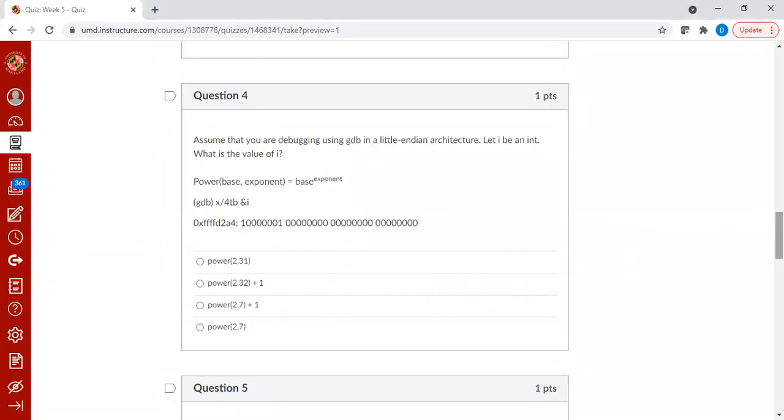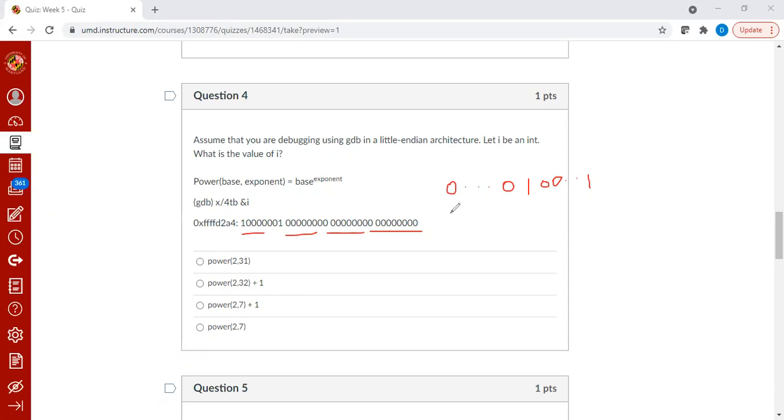Assume that you're debugging using GDB in Little Endian architecture. Okay, and I is an integer. What is the value of I? Okay, so you have 4 bytes shown in binary and it is Little Endian. That means this is in GDB. Okay, that means we need to look from right to left. This is the most significant byte. You have a bunch of zeros, right? So I'm not writing all the zeros, 24 zeros, followed by 1, 0, 0, 1. That's basically the binary representation of this number.